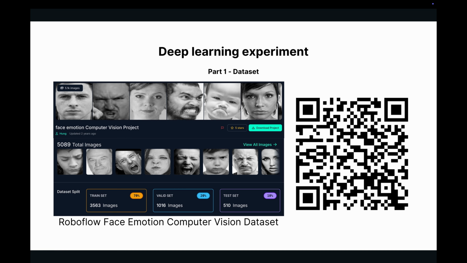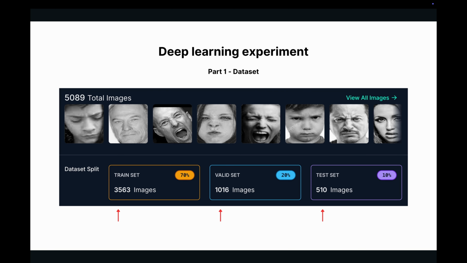The face emotion computer vision dataset is from RoboFlow. It has 7 emotions and 5,000 images, which isn't a lot. It's split into 3,500 train, 1,000 valid, and 500 test. Given the domain gap of ImageNet and this task, fine-tuning will be necessary.